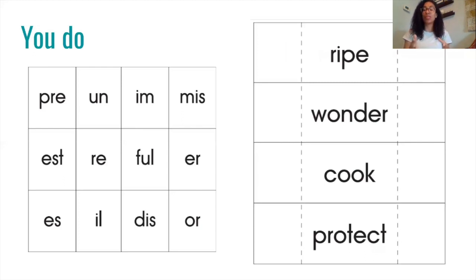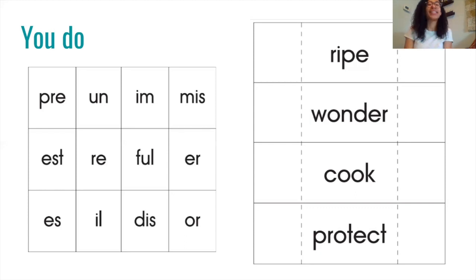This is the you do section. Now you're going to do this part completely on your own. So you're going to, in a second, pause the video, write down your new word, write down the definition, and write down the sentence for all 4 of these words. Shouldn't take too long. So pause right now and go ahead and do the you do section.